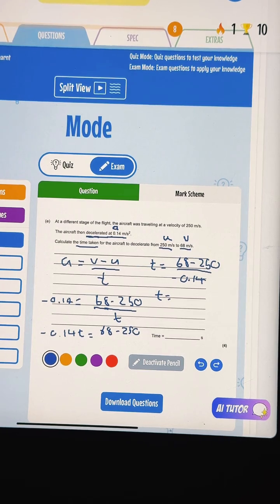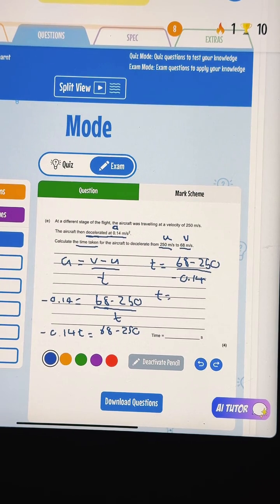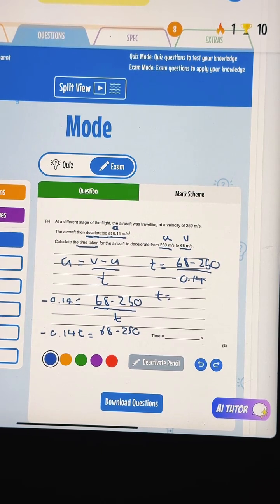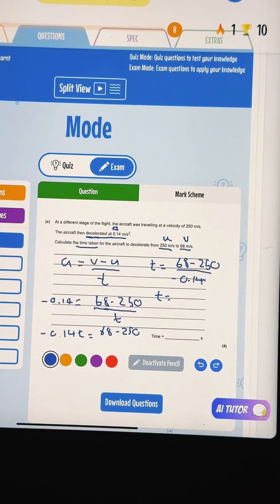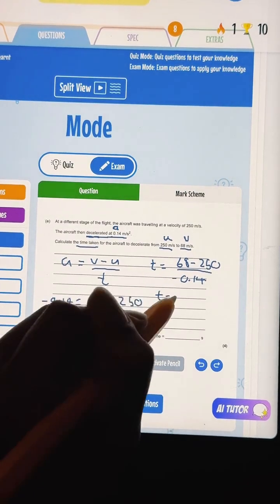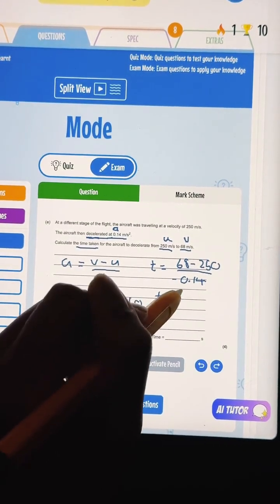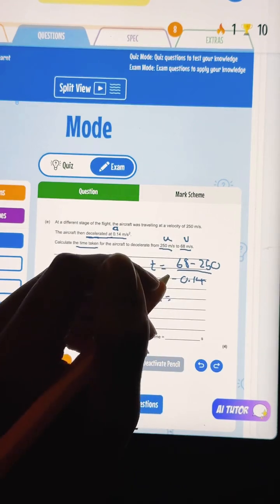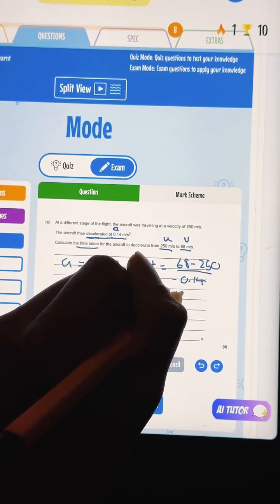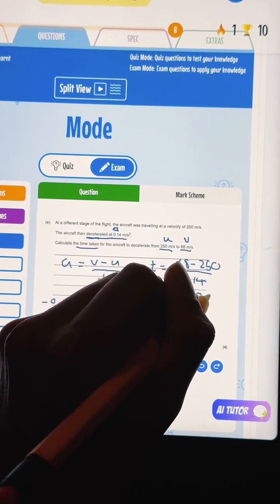Remember that it is time, so the value should be a positive value. So substituting it into your calculator, being careful with the signs here, you should actually get a value of 1,300 seconds.